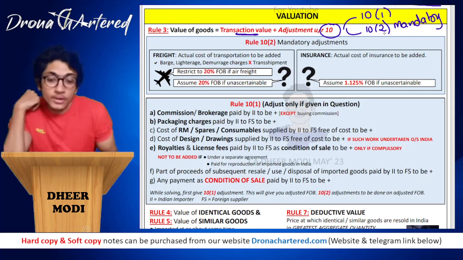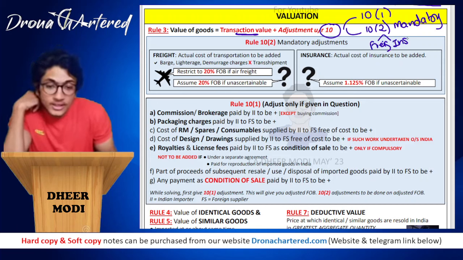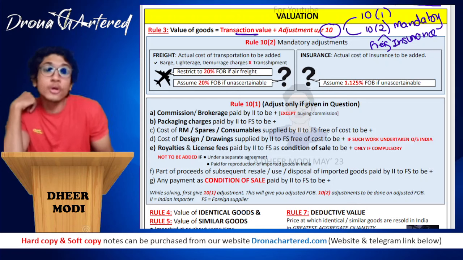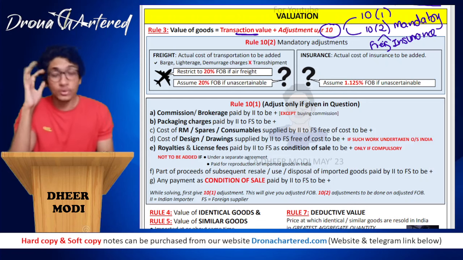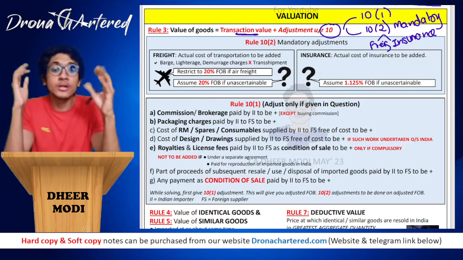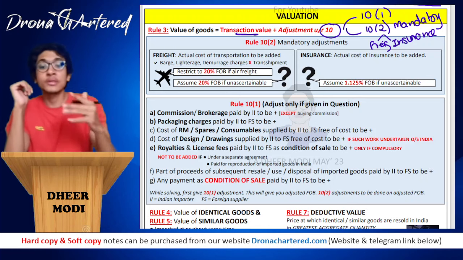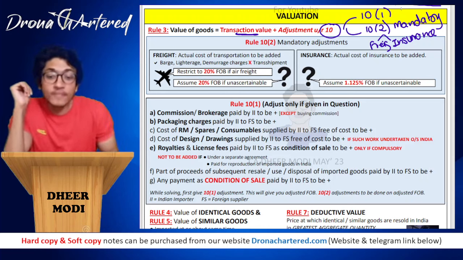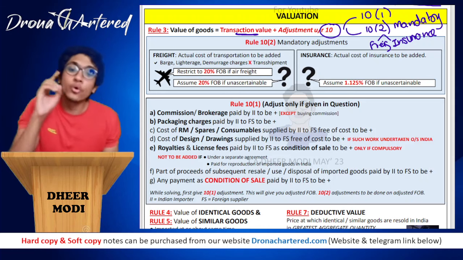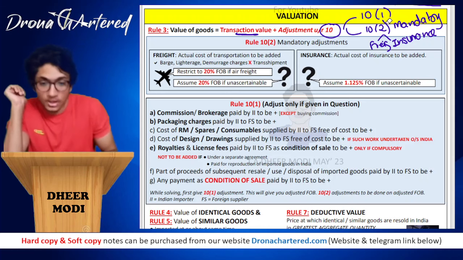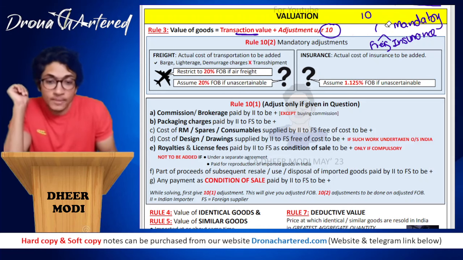So how do you remember? 10(2) has two adjustments. One is with regards to freight and the other is with regards to insurance. 10(2) is your mandatory adjustment. Okay, I will give you all the ways you have to learn. Mandatory adjustments, two, are your freight and insurance, and 10(1) has seven adjustments which have to be adjusted only and only if they are given in the question. So now let's do first our mandatory adjustments, with regard to your freight and insurance.